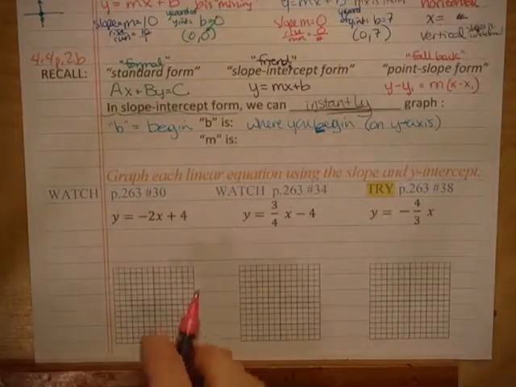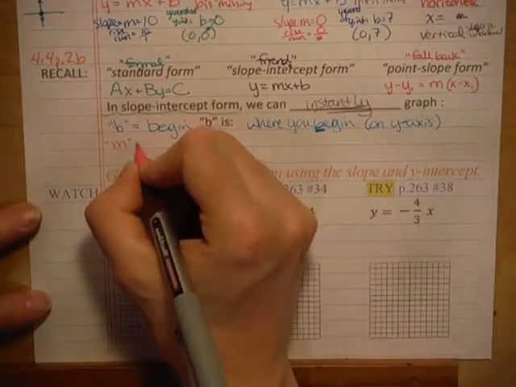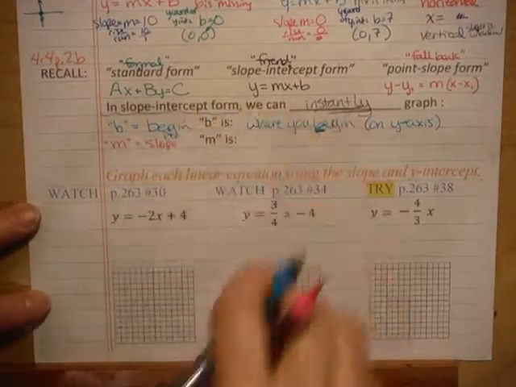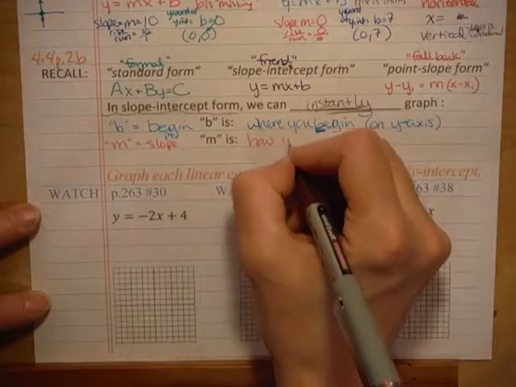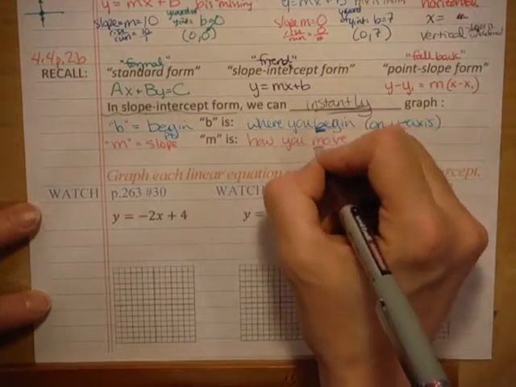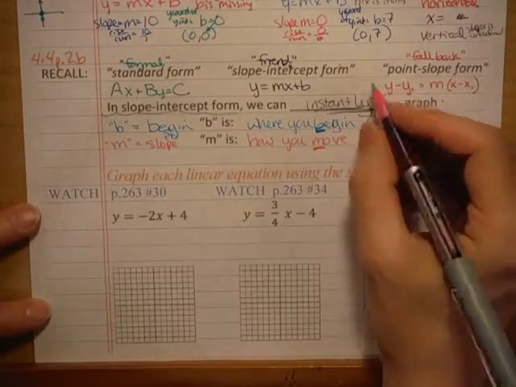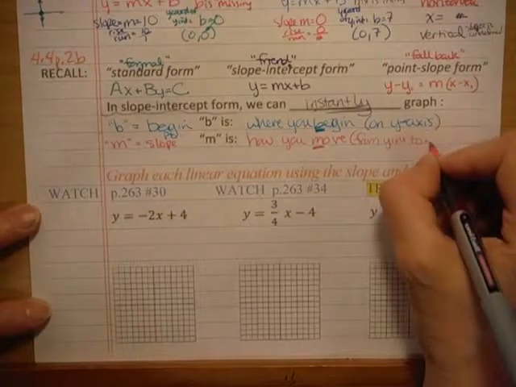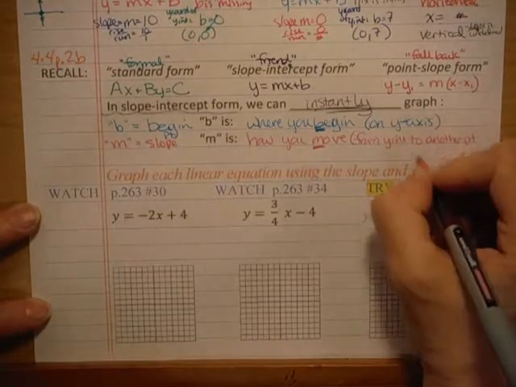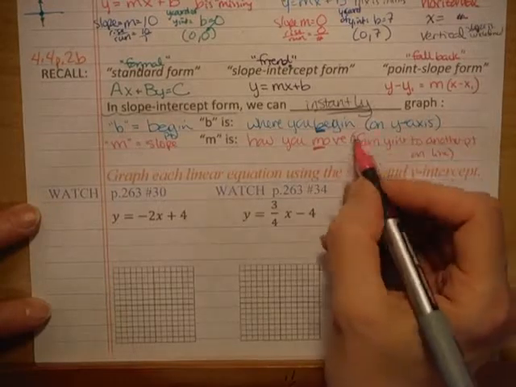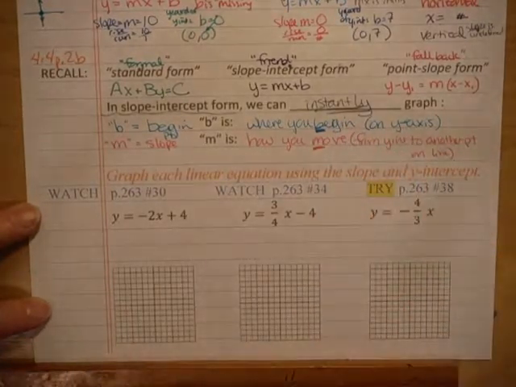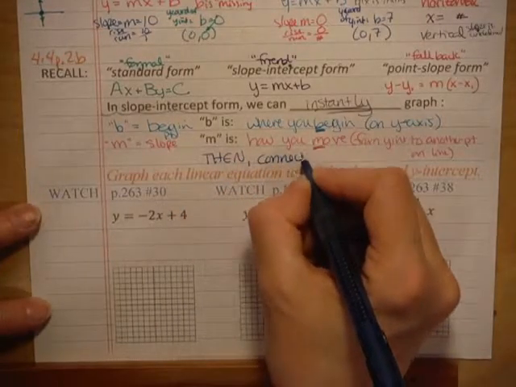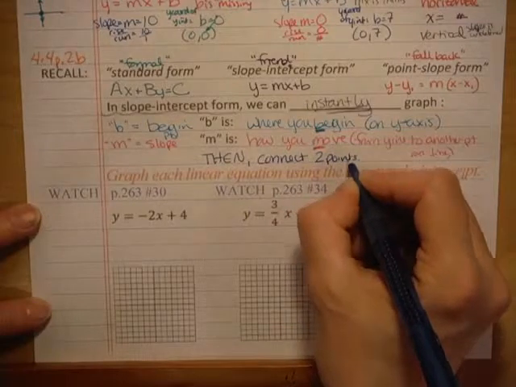And then m is how you move. And your m is your slope. So b is your beginning point. M is how you move from that y-intercept to another point on the line. And once you've done that, you've created 2 points, and then you can connect the dots. Then all that's left is to connect those 2 dots. And of course, extend the line.